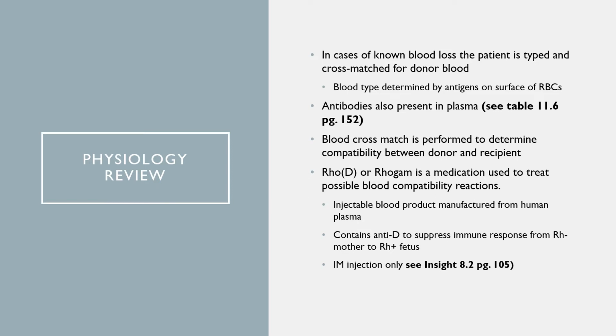Blood cross-match is performed to determine compatibility between donor and recipient blood. And RhoD or RhoGAM is a medication that can be used to treat possible blood compatibility reactions. It's an injectable blood product that's manufactured from human plasma, and it contains anti-D to suppress the immune system response from Rh negative mothers to the Rh positive fetus. This is only available for IM injection. In Insight 8.2 on page 105, we'll go over that as well.